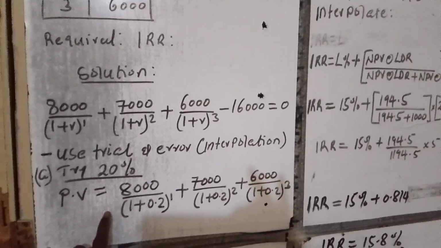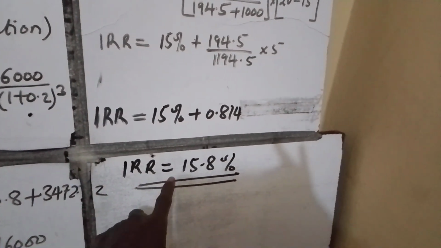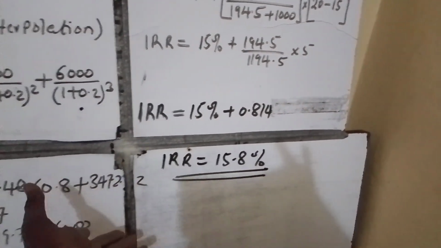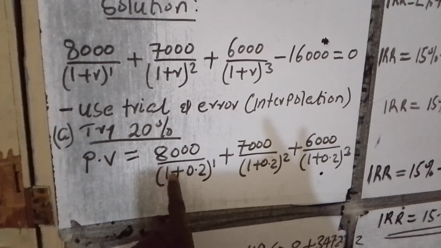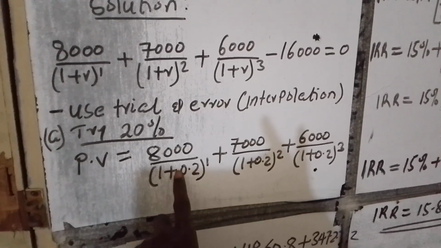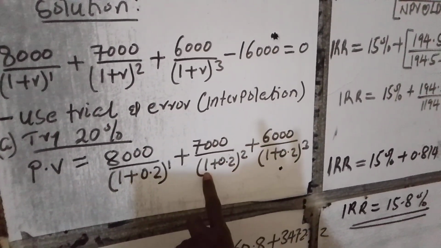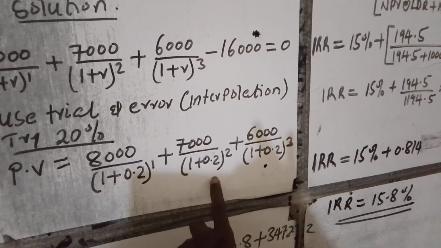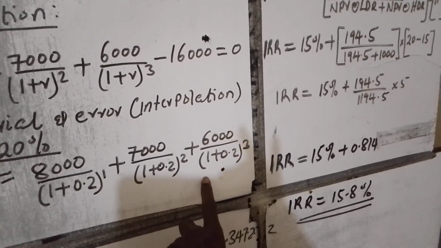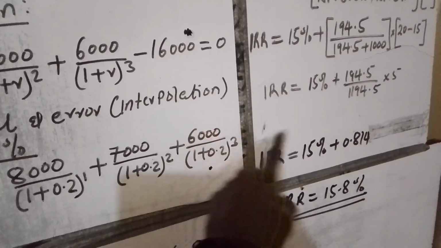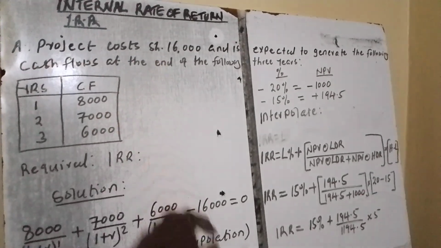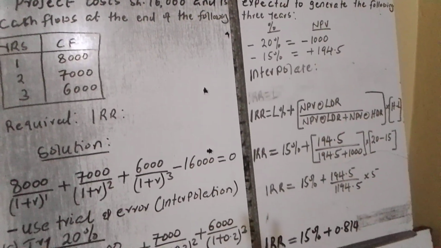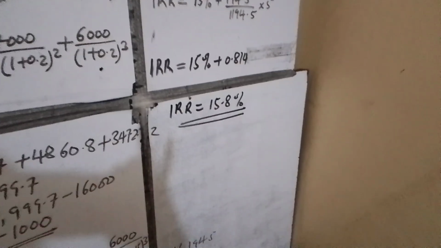If you are saying that your IRR is 15.8%, you can use 16% to get almost the same answer. So just take 8,000 over 1 plus 16% raised to 1, plus 7,000 over 1 plus 16% raised to 2, plus 6,000 over 1 plus 16% raised to 3, then minus 16,000. The initial cost was 16,000. You should get a 0. The internal rate of return will be a 0.